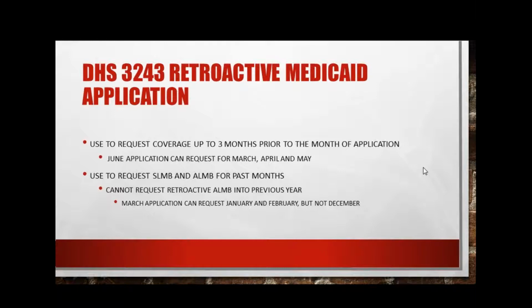Okay, the only stipulation here, and of course, my example here real quick, is a June application, with a request for March, April, and May. If I'm doing an application here, for SLIMB only, I cannot request a previous month in a previous year with QMB. So let's say I'm doing a March application, I can ask for January and February, but I can't ask for December for QMB. Okay? And it has to do with budget.